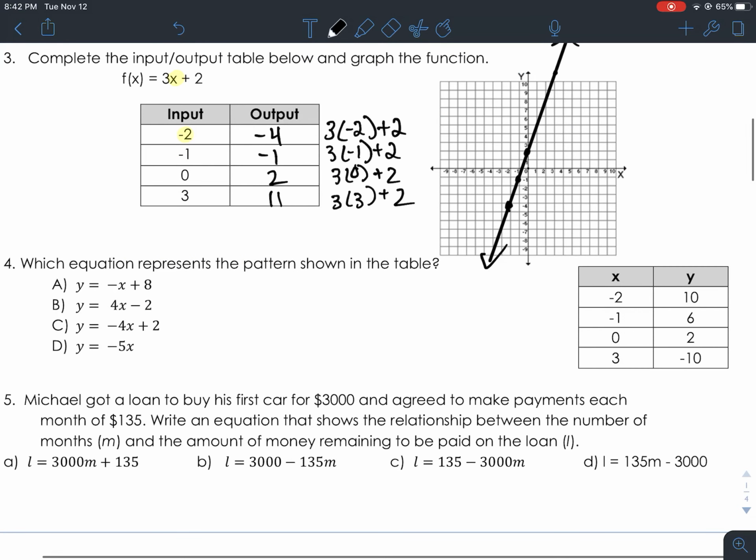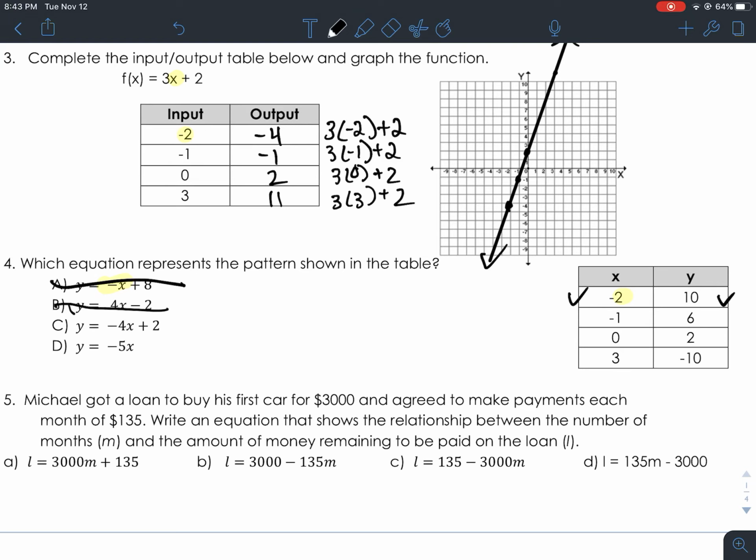Alright, number 4, which one of these equations is best shown in the pattern on the table? So we're going to take our values, sub them in, and then see if we get the same answer. You just want to make sure you check them all. So -2 will just be 2, plus 8, that works for the first one. -1 would be 1, plus 8 would be 9. So this one's out. Alright, so we're going to try the next one. 4 times -2 is -8, minus 2 is -10, so that one's out. -4 times -2, which would be 8, plus 2 is 10.